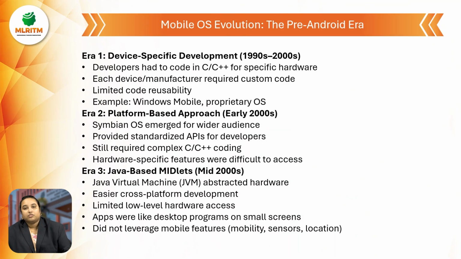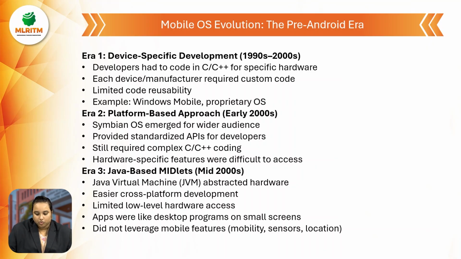Next, we have mobile OS evolution, starting with the pre-Android era. The first era was from the 1990s to the 2000s. Developers used to write code in C or C++ for specific hardware. So each device or manufacturer had to write code for that particular device, and they were custom made, with limited code reusability. Examples are Windows Mobile and proprietary OS.